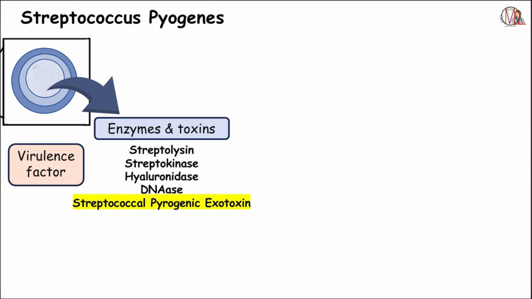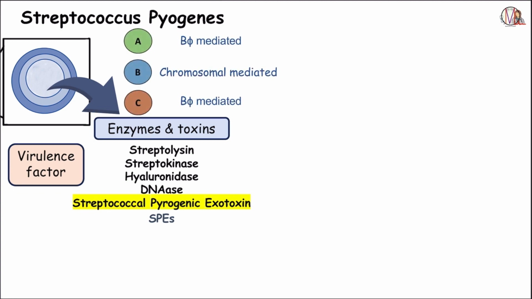Next is streptococcal pyrogenic exotoxins. They are a group of toxins produced by certain strains of Streptococcus pyogenes, and they are classified into different types, including types A, B, and C, based on their antigenic properties. These toxins are secreted by Streptococcus pyogenes during infection and can have a range of effects on the host immune system and tissues. The primary effects of SPEs include superantigen activity.